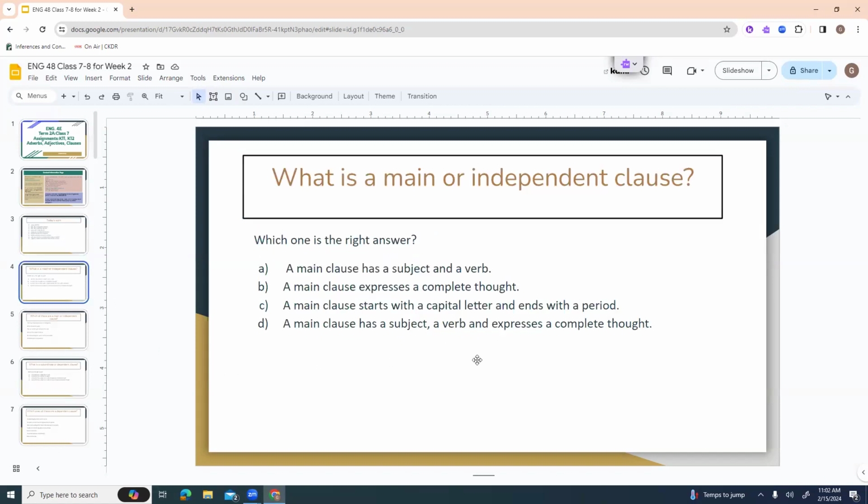Okay, so what is a main or independent clause? We talked about this lots yesterday. So here are our choices, a little mini quiz. A: a main clause is a subject and a verb. B: a main clause expresses a complete thought. C: a main clause starts with a capital letter and ends with a period. Or D: a main clause has a subject, a verb, and expresses a complete thought. So A, B, C, or D, which one is correct? It is D. A main clause has a subject, a verb, and expresses a complete thought.